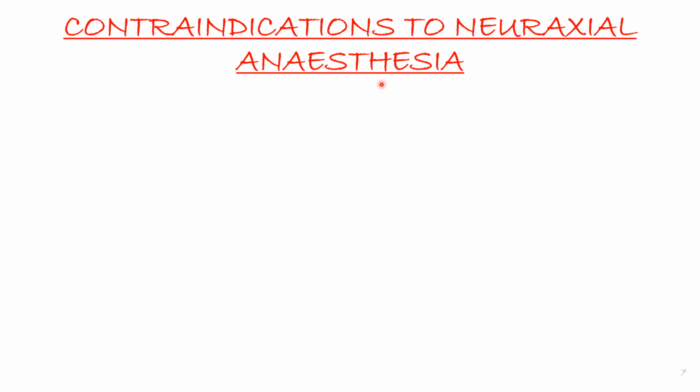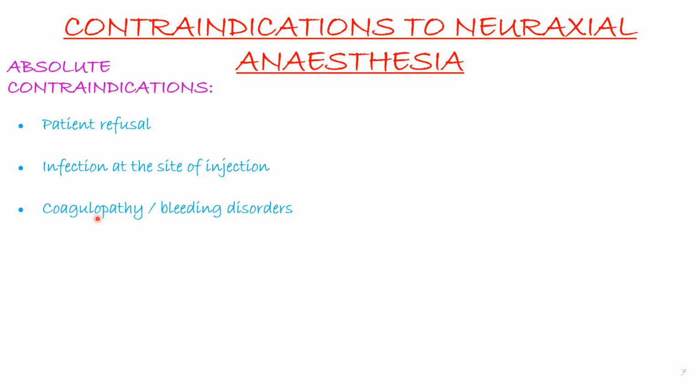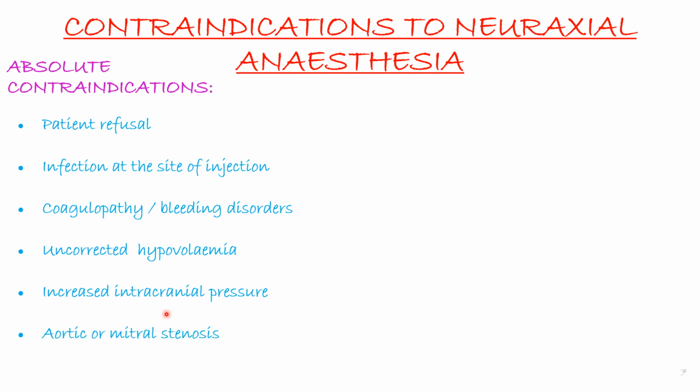So contraindications of neuraxial anesthesia. Neuraxial anesthesia usually includes epidural and spinal anesthesia, and the absolute contraindication of this is patient refusal. So when the patient refuses, that is an absolute contraindication. Others are infection at the site of injection, coagulopathy or bleeding disorders, uncorrected hypovolemia, as we said, one of the complications is hypotension, increased intracranial pressure, aortic or mitral stenosis, and local anesthesia allergy.